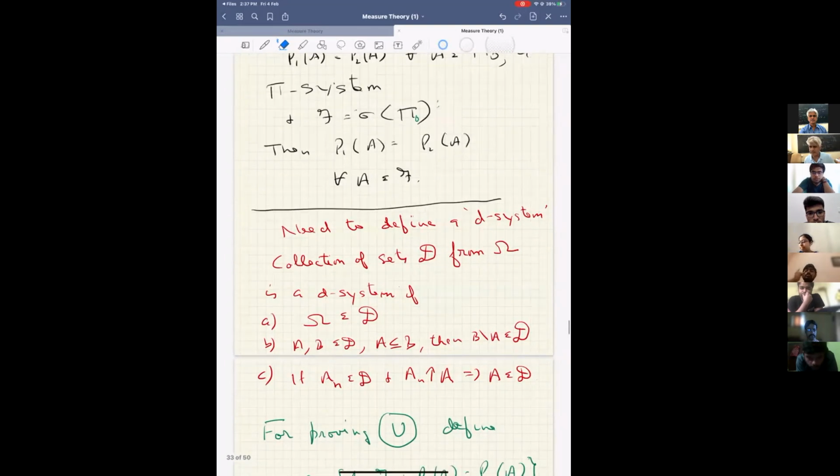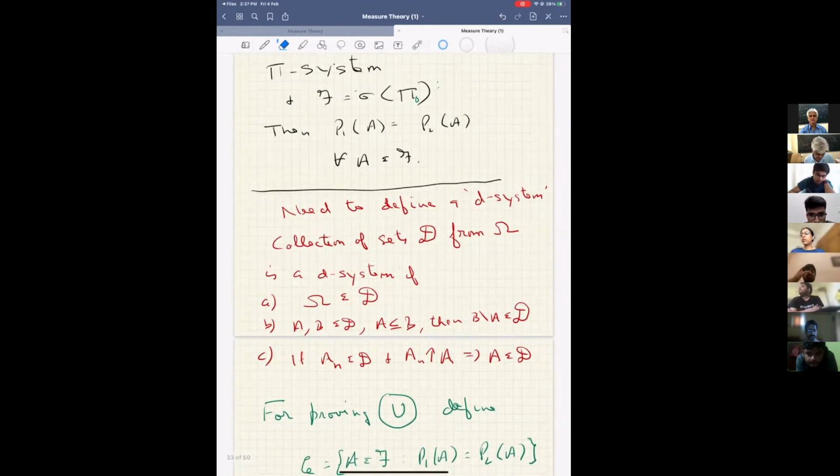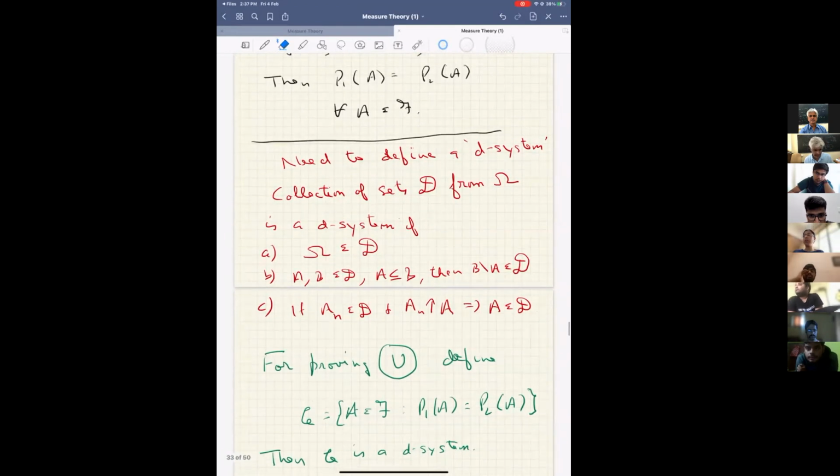So what we need to do for this is we first need to define a D system. We need some notation, but it's a good system to have. It's a collection of sets, again, from our space omega. I'm going to call it calligraphic D. It contains the overall space. And if A and B are in D and B contains A, then B minus A is also in D. So differences are in D, basically. If B does not include A, then we're not saying anything. But if B includes A, then B minus A is also in D.